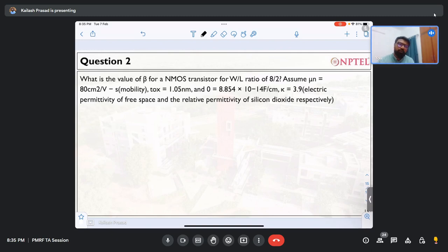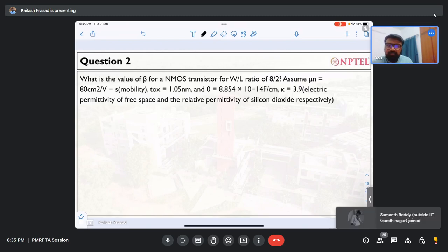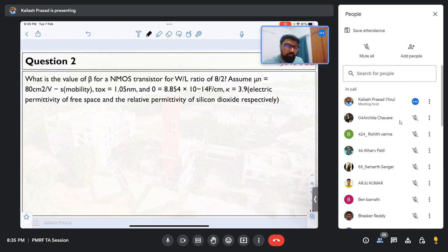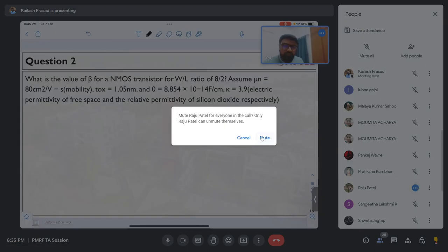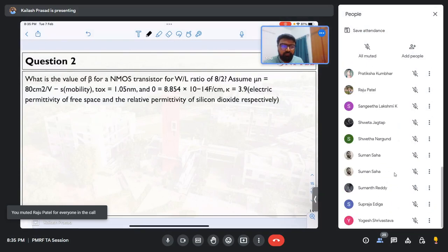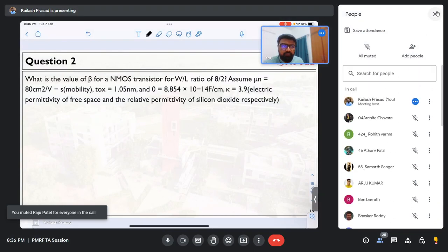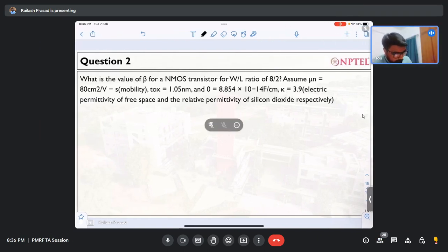If you have seen the class lectures, we have solved this kind of problem. So let us solve this problem quickly if this kind of question comes. The question is, what is the beta value for an NMOS transistor for W by L ratio 8 by 4? So we have to find beta. The formula of beta is mu n Cox W by L.